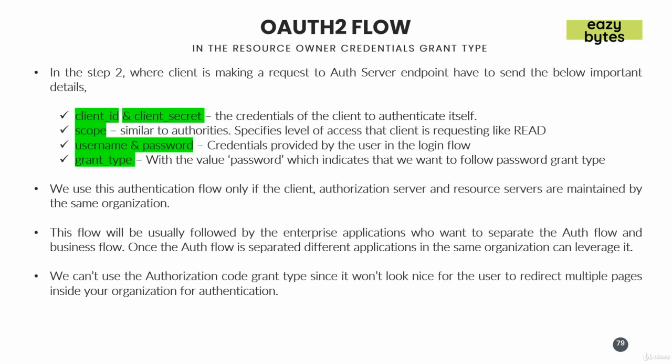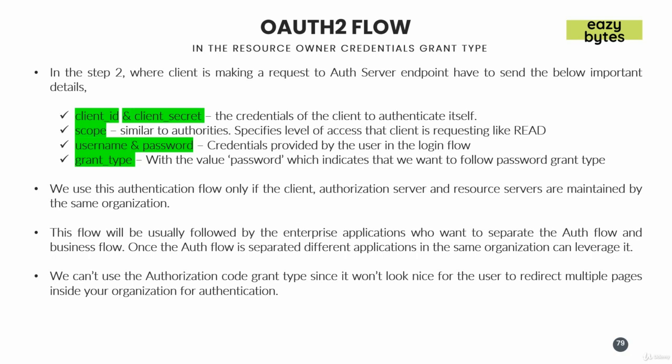As you can see, in step 2, where we are making a request to the authorization server for generating an access token, the client has to generate a request with the following parameters. One is the client ID and client secret, which belong to the application that we are trying to log in to, whether it's the loans application or cards application or accounts application. Every application will have a different client ID and client secret, which can be used by the auth server to identify from which client the request is coming, so that we can use them for auditing purposes as well. Next is the scope, similar to authorities.